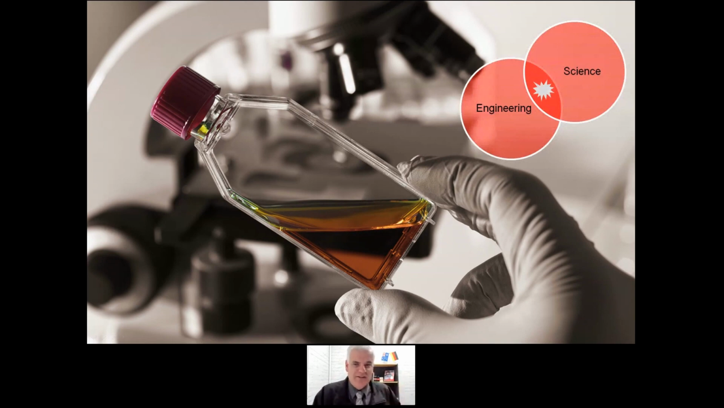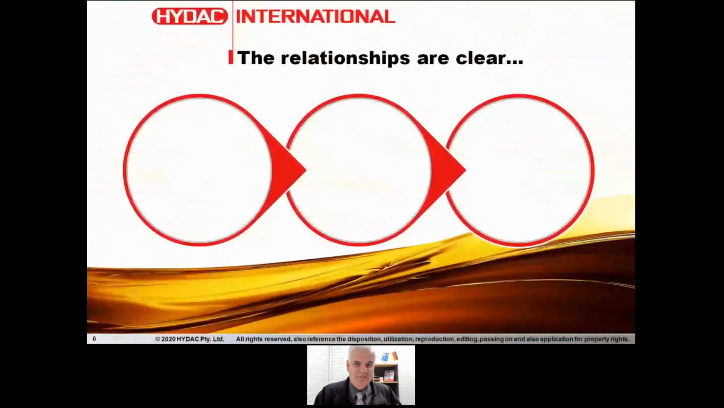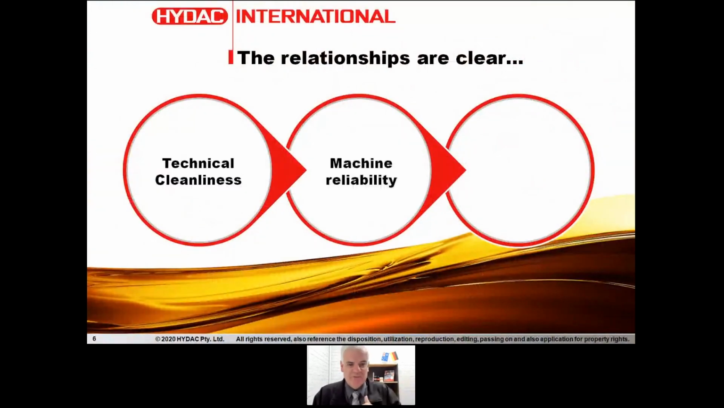So ultimately, we know that there is a very clear relationship between technical cleanliness and machine reliability. And there's a very clear relationship between machine reliability and profitability. So it stands to reason, of course, that that's a straight line. If we can keep our lubricants clean, we keep our machines running, we make money off those machines.